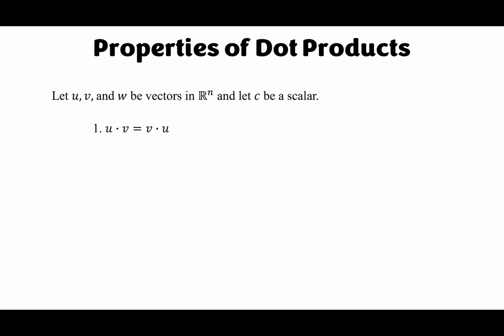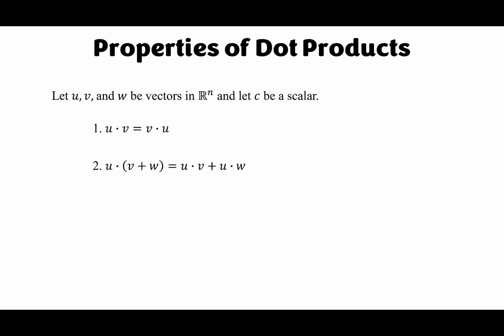The first property, and there'll be four properties, the first property is the order of the dot product doesn't matter. So u dot v is equal to v dot u. And we're going to prove all these four properties in a little bit. But first, we'll just list them. The second property is that u dotted with v plus w, well, that u can be distributed. So that's equal to u dot v plus u dot w.